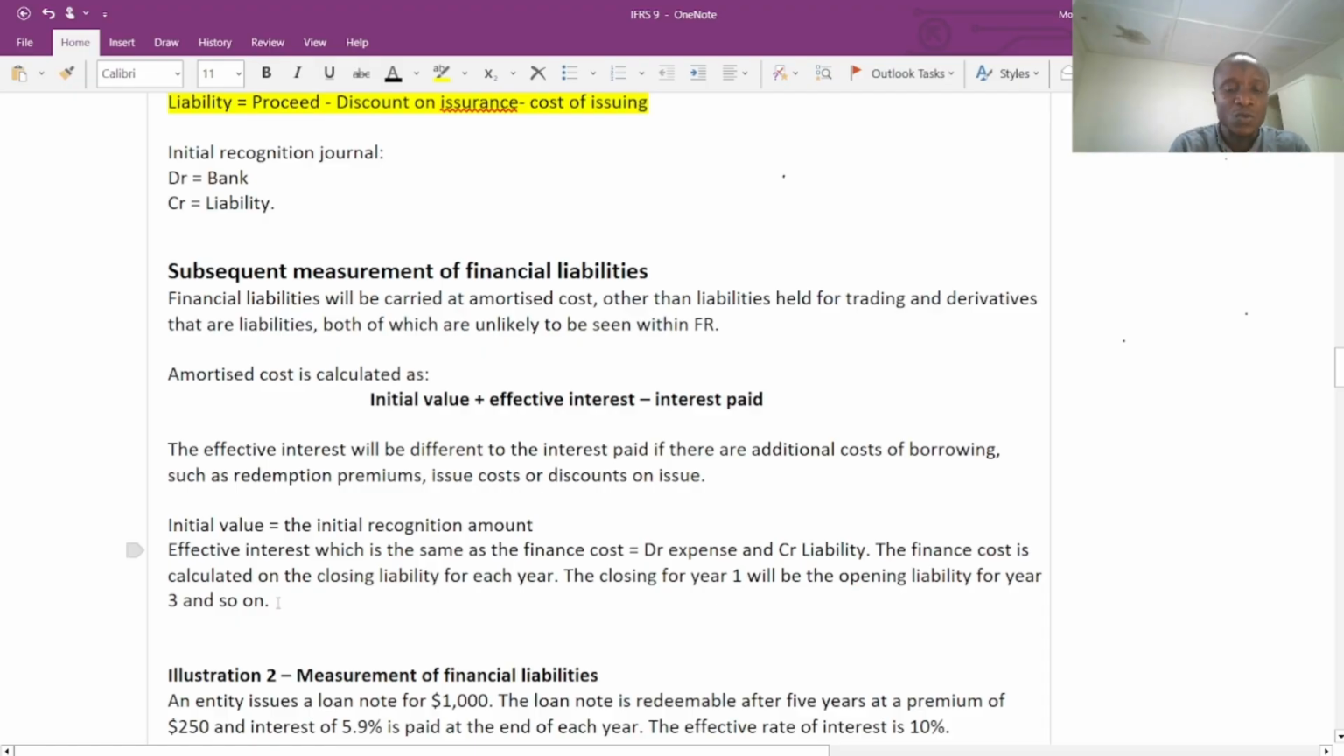So this is what we are going to do. We are going to debit expenses and we are going to credit liability. Credit liability means we are going to increase the liability. That's why from the formula here, you can see we add the finance cost, the effective interest rate. So we can calculate the finance cost using the effective interest rate, not the interest paid. Note, finance cost is calculated using the effective interest rate.